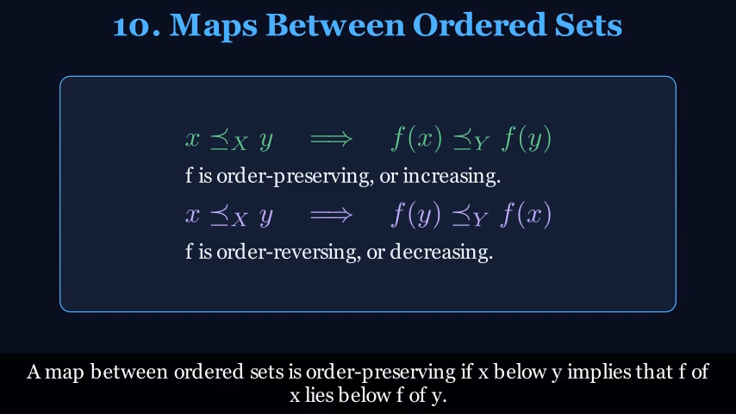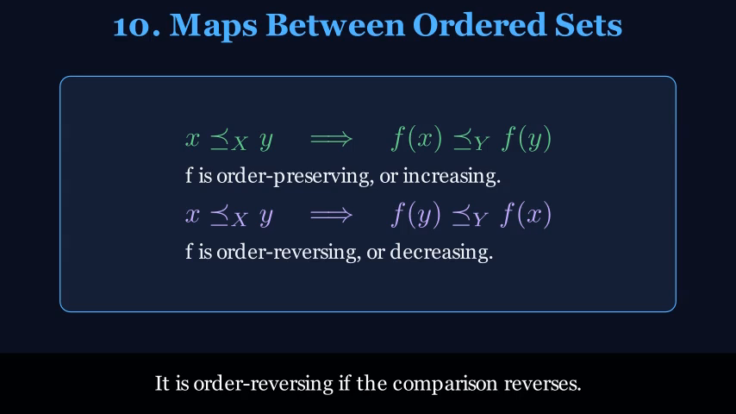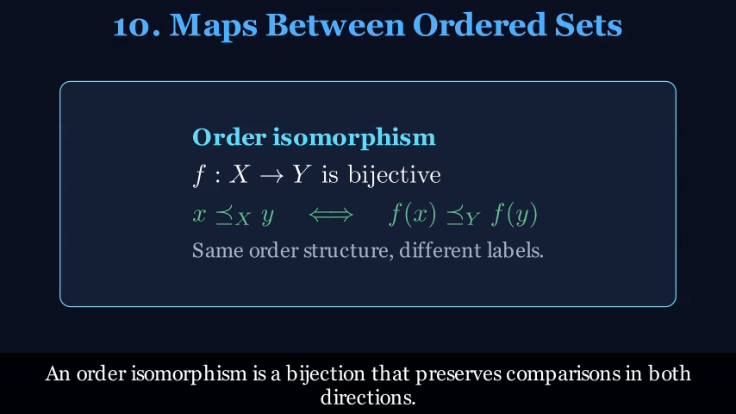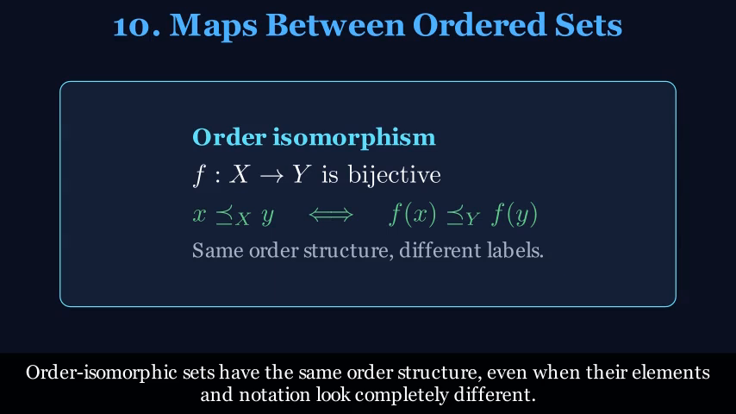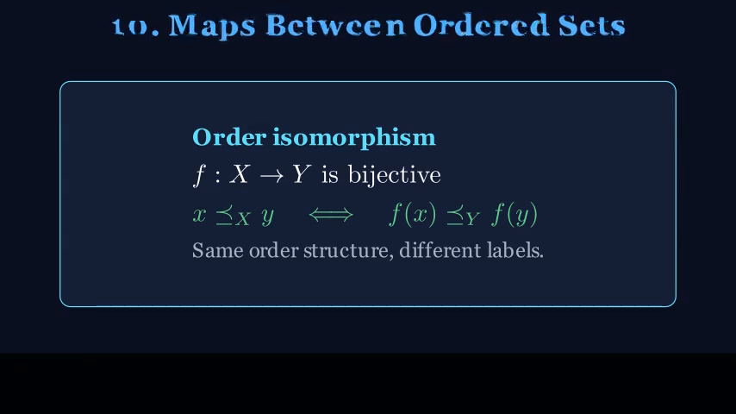A map between ordered sets is order preserving if x below y implies that f of x lies below f of y. It is order reversing if the comparison reverses. An order isomorphism is a bijection that preserves comparisons in both directions. Order isomorphic sets have the same order structure, even when their elements and notation look completely different.